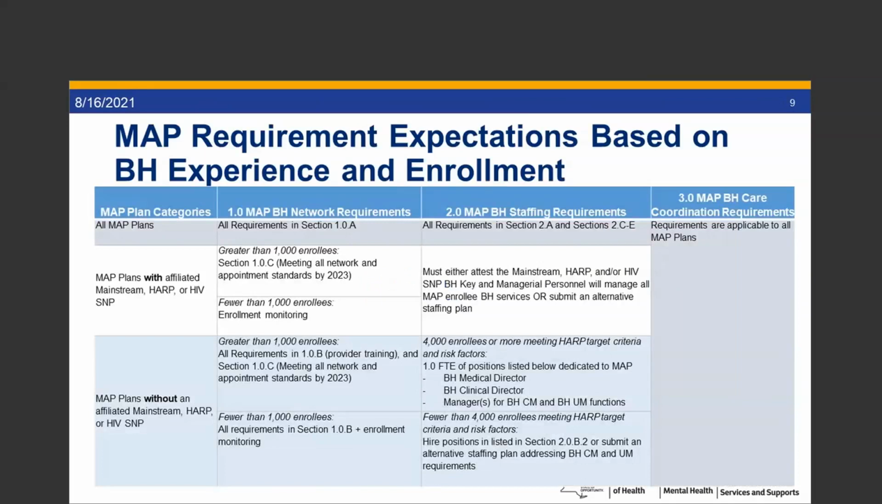We are going to be giving specific instructions on how to determine eligibility, but I did see a similar question asking if it was an accurate assumption that not all MAP enrollees will be eligible for the core services. And I just want to confirm that that is an accurate assumption. We do not expect that all MAP enrollees would be eligible for core. And then in the core billing guidance that we will be distributing to the MAP plans as well as the HARPs, HIV SNPs, and mainstream plans, we will give specific instructions for how plans can confirm core eligibility.